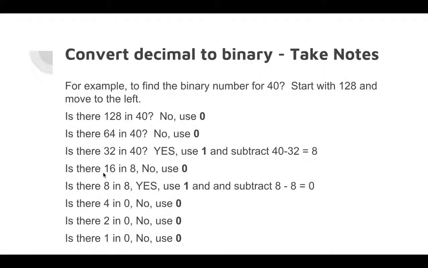I go down to 16. Is there 16 in 8? It's too much. I only need 8. So for 16, I use a 0. Then I go down to 8. Is there 8 in 8? Yes, it's exactly the right amount. So I'll use a 1 for the place value of 8 and subtract 8 from 8, and I get a 0. So that's pretty much it. I don't need the 4, the 2, and the 1.